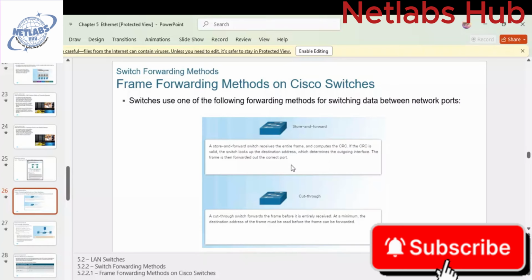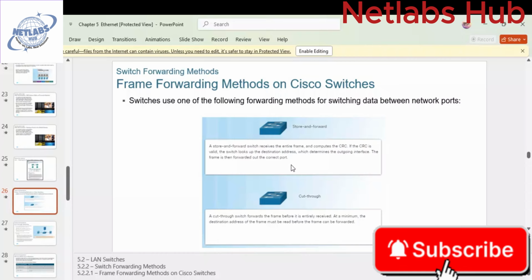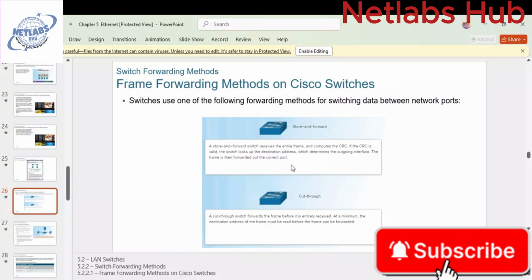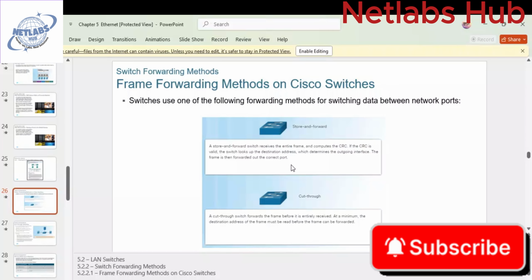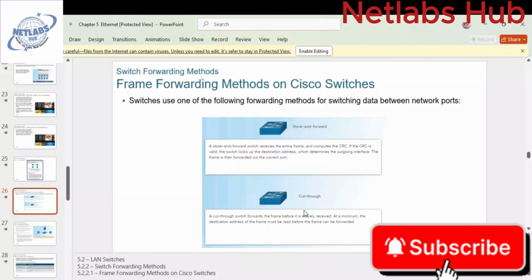But in cut through, the frame is forwarded before it is entirely received. It means there is no latency used in checking whether the CRC is okay or the destination. The frame, once it is received, is forwarded before it is checked, you see. So in terms of overhead, store and forward has high overhead compared to cut through. Cut through is responsible for real-time applications that need updates.